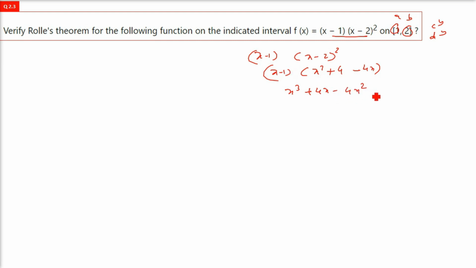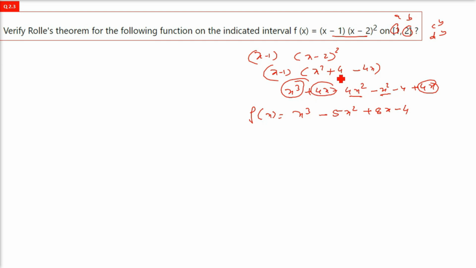You multiply it, and then you get a proper polynomial function, which is the simplified version of the same expression when we open (x minus 1) and (x minus 2) whole square. So finally we land up with a function which is x cube minus 5x square plus 8x minus 4. This is the actual function, the same as the previous one. We have just opened it and multiplied everything. So continuity and differentiability are no problem, because this is a polynomial function, as ascertained in our previous discussion. So we have f(1) and f(2), that is the endpoints 1 and 2.